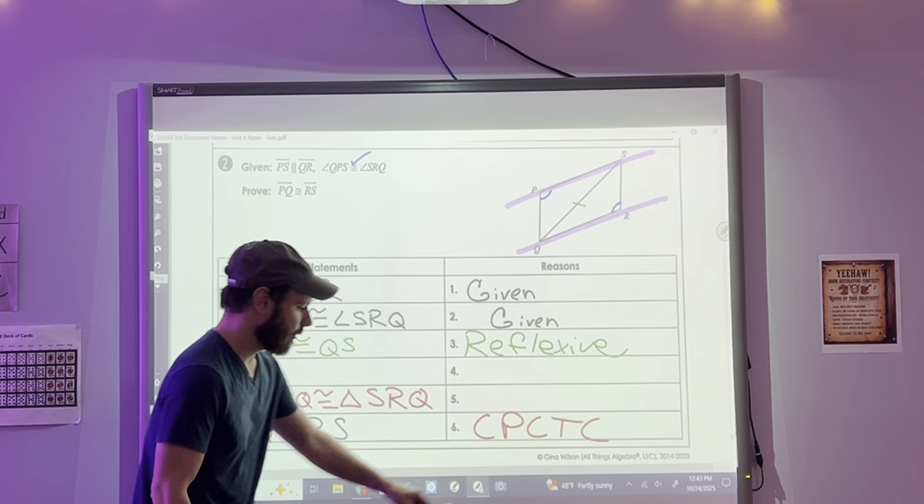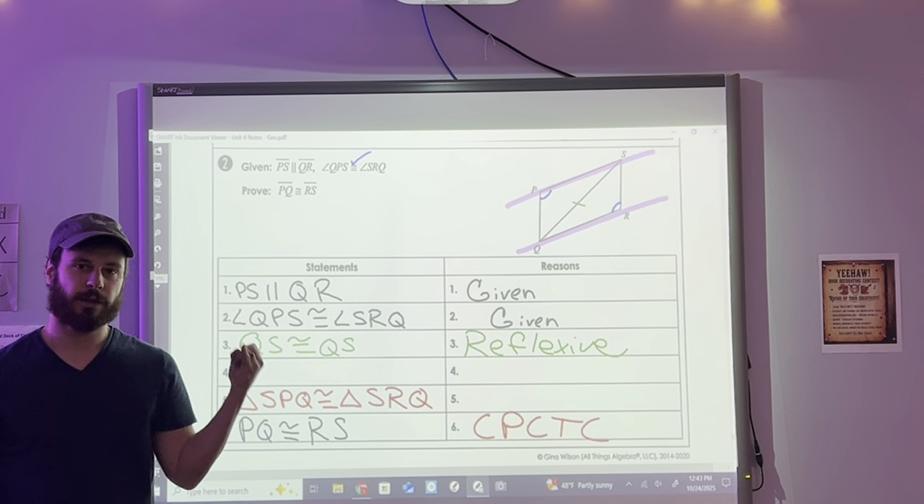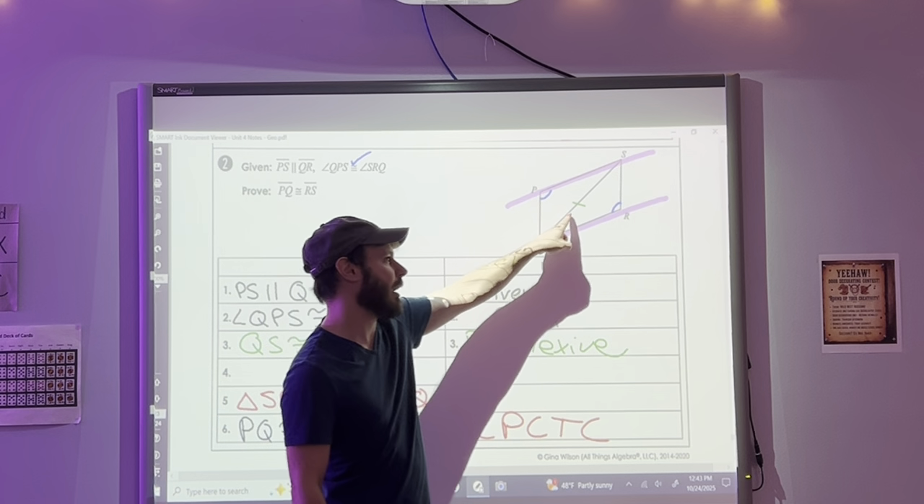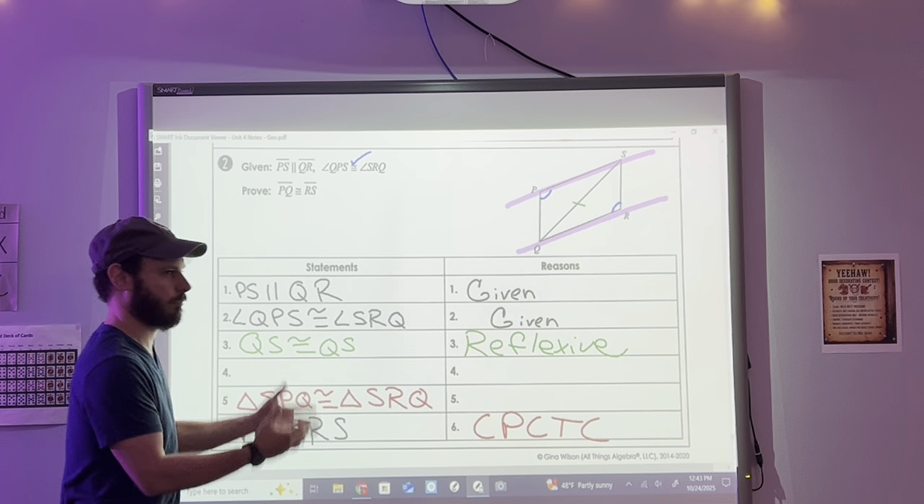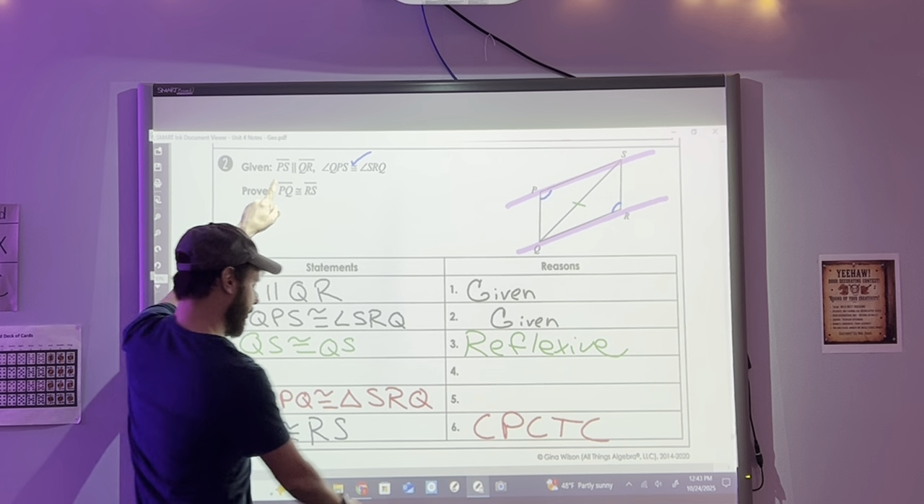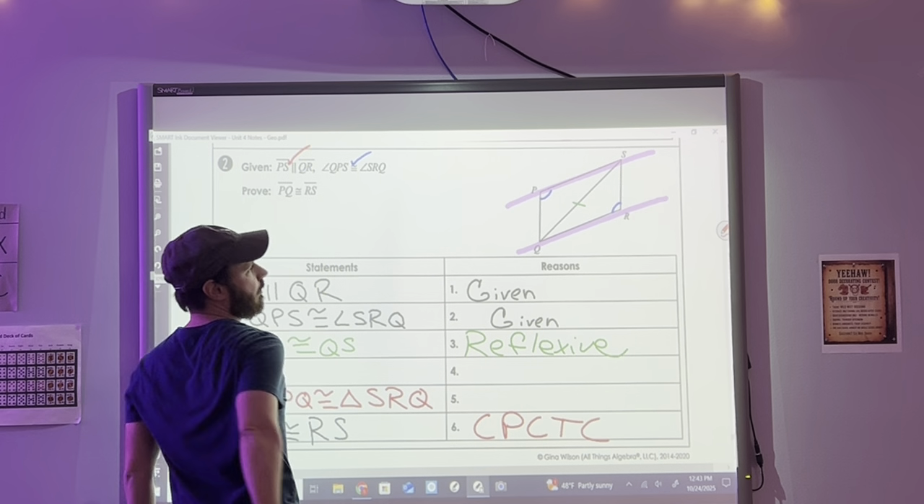Okay. I labeled my picture. I got my blue angle from what they gave me. I got my green side from what I know about overlapping sides. Now I need to use this piece of information somehow. I need to find an angle.